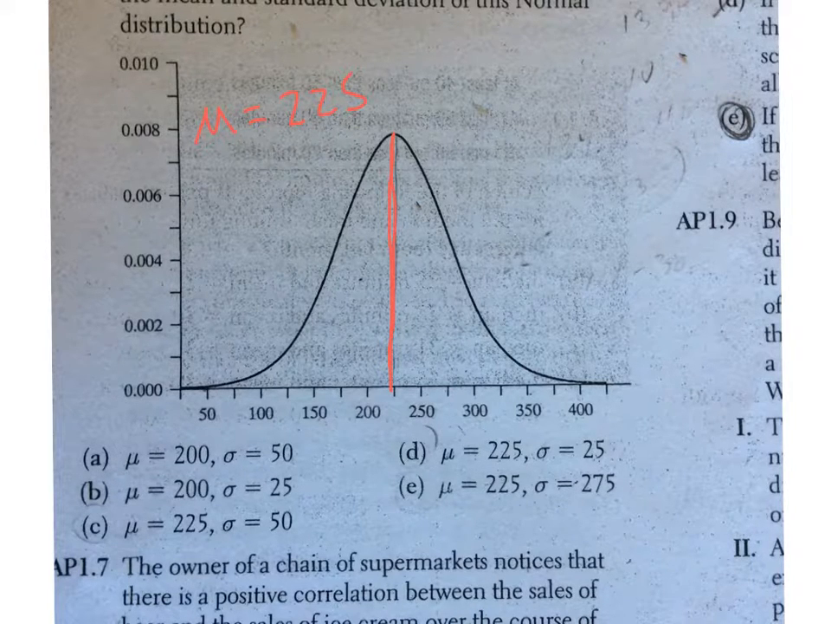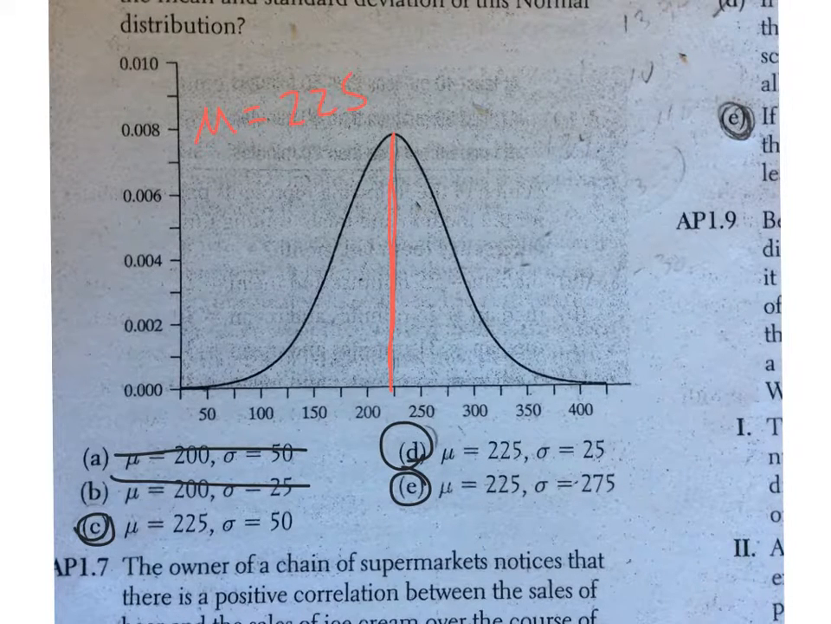Now, that gives us, let's see, what do we got? Choice C, D, or E. So these two are out. Now remember that there are 3 standard deviations on either side of the mean. So we could divide this kind of into thirds. 3 standard deviations on this side and 3 standard deviations on this side.